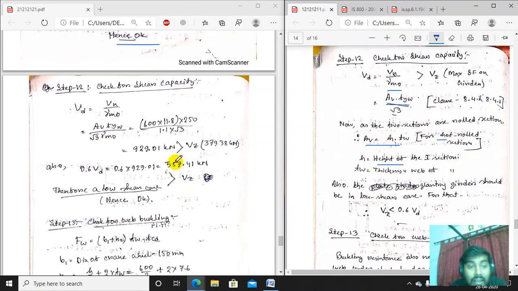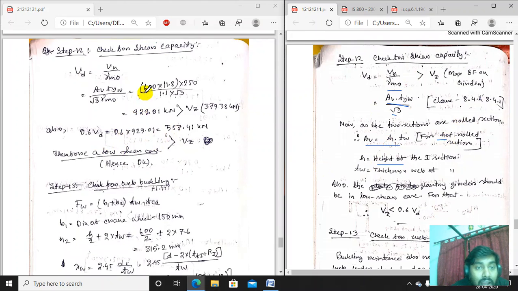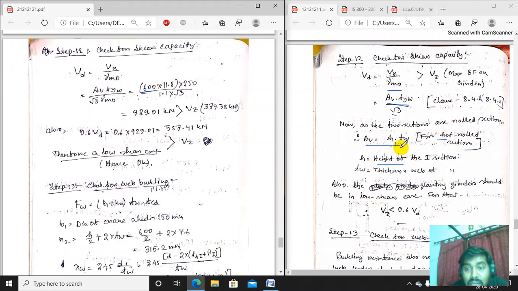H means height of the I section, and TW is the web thickness of the I section. Putting the value here into 250 by root 3, we are getting 929.01, which is much greater than 379. So the shear is safe. Now let us check if it is a low shear case or not. So 0.6 into Vd we are getting 557.41, which is also greater than the Vz value. So here that is a low shear case. So the assumption we have taken from the calculation of the moment capacity is correct.